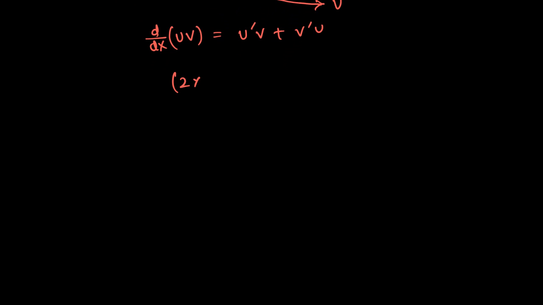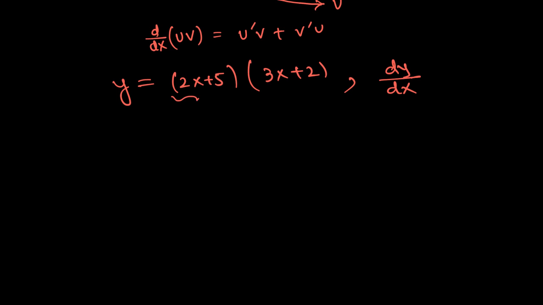So let's say 2x plus 5 times 3x plus 2. Now let's say that this is our function y, and you are asked to find dy by dx. So dy by dx, as you know, will be differentiating this y. As we can see, this is one expression and this is another expression, both in terms of x and both multiplied. So let's consider this as u and this as v.